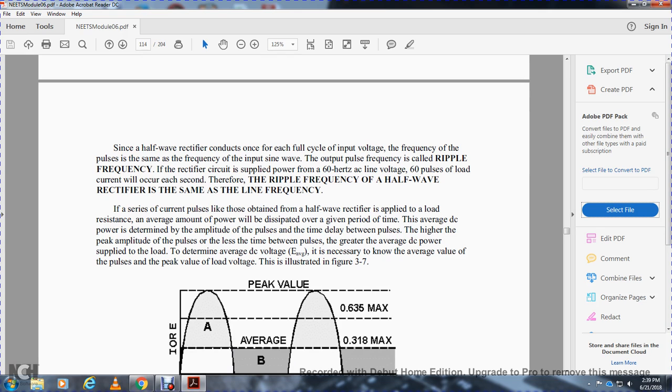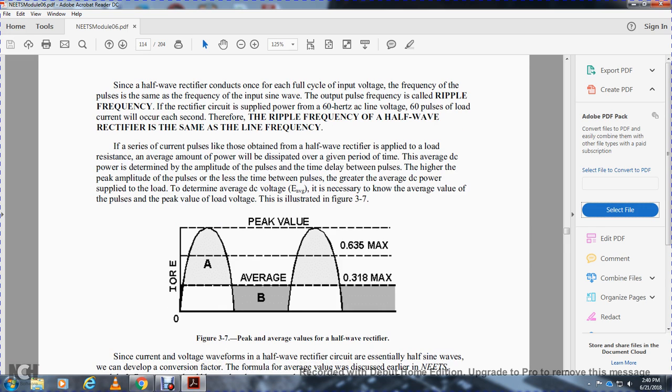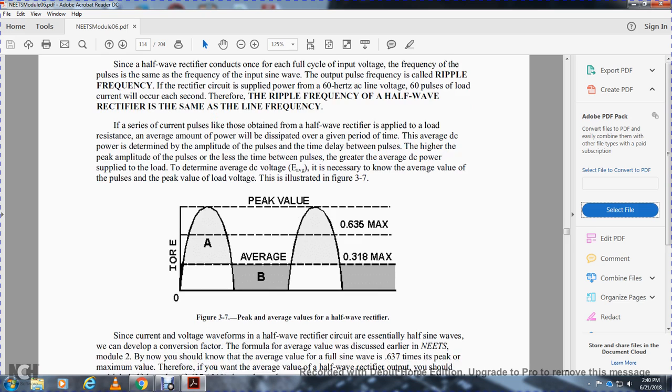The average DC power is determined by the amplitude of the pulse and the time delay between pulses. The higher the peak amplitude of the pulse and the less time between pulses, the greater the average DC power supplied. To find the average voltage, it is necessary to know the average value of the pulse from the peak value, as illustrated in the figure. It shows 0.637 max and 0.318 max, with peak values A and B.